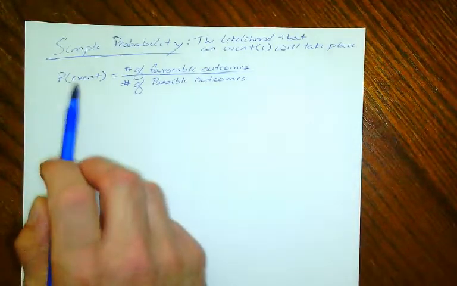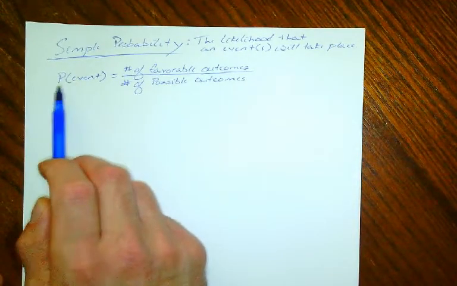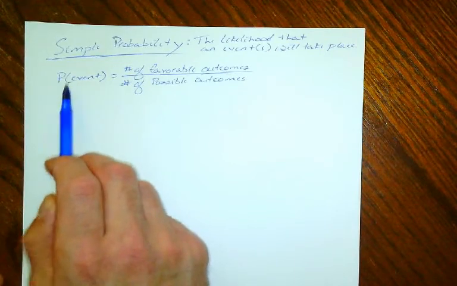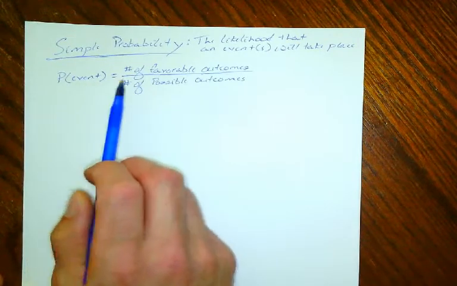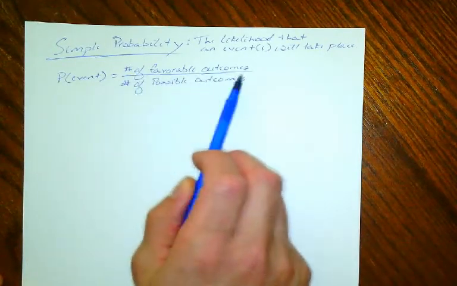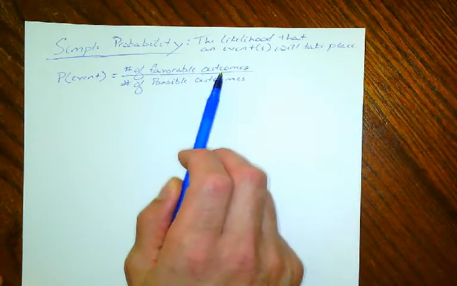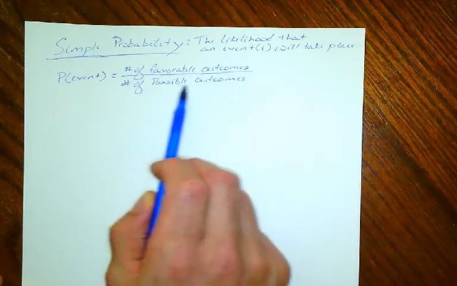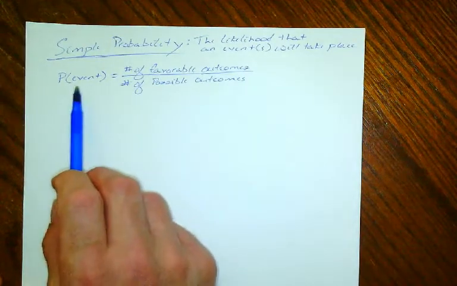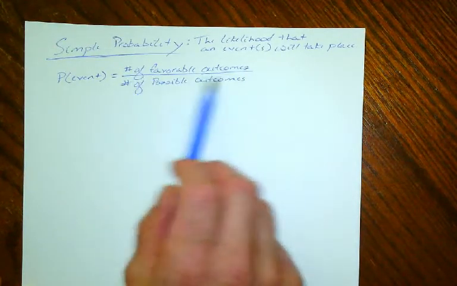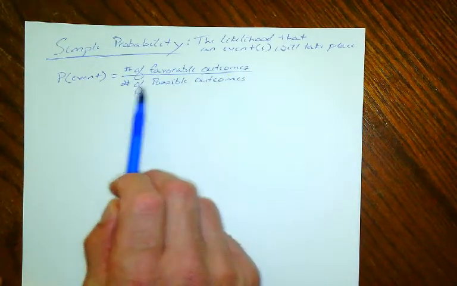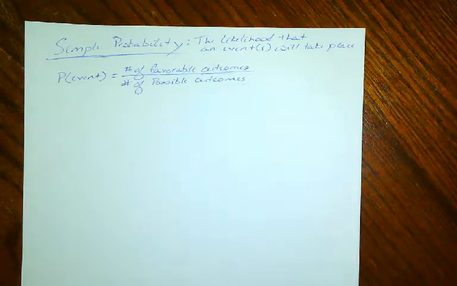To find the probability of an event, a lot of times you'll see P and then in parentheses event, you need the number of favorable outcomes divided by the number of possible outcomes. So the probability of an event is the number of favorable outcomes divided by the number of possible outcomes. And a lot of times we'll leave this as a simplified fraction.